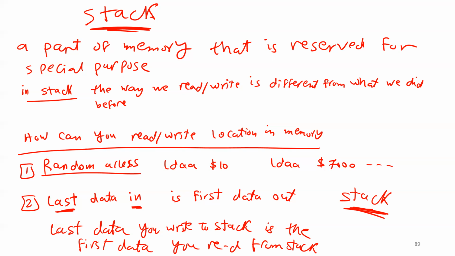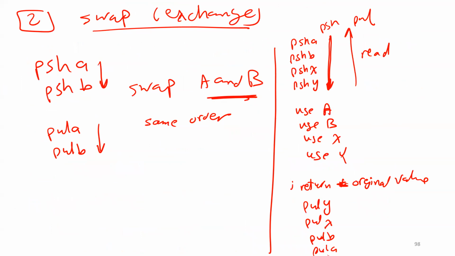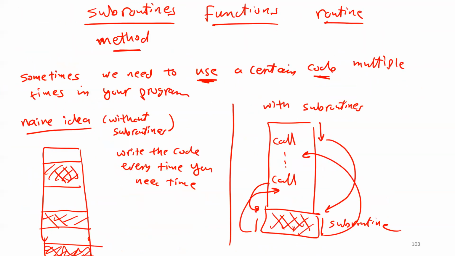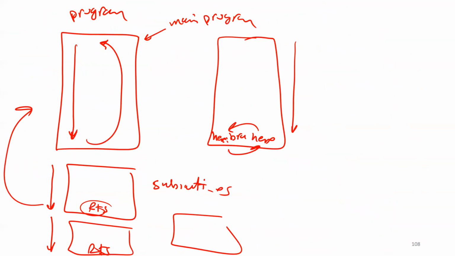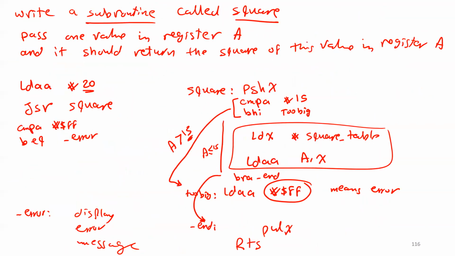Now we are very close to finishing this chapter. In this chapter, we only have 2 topics left. One topic is about the stack. What is a stack? How can we use the stack, as I told you before? The other topic is about subroutines. How can you make a subroutine? And that's it.